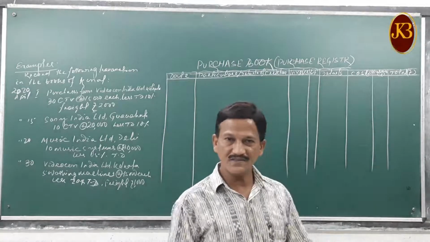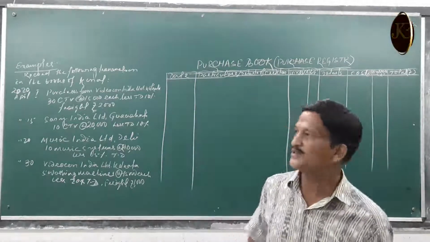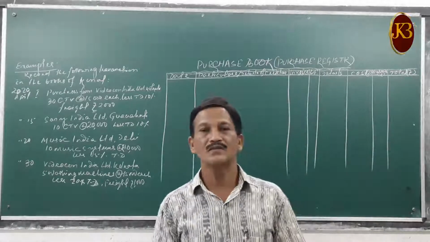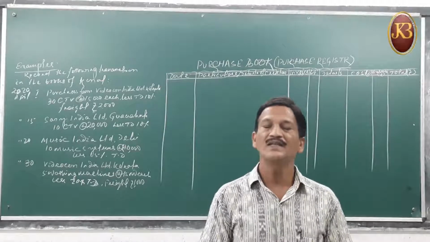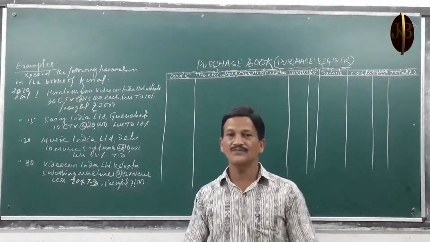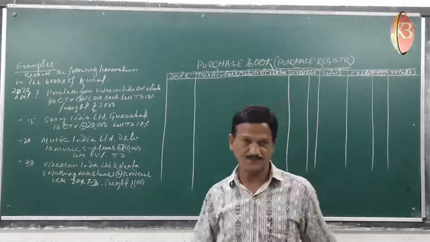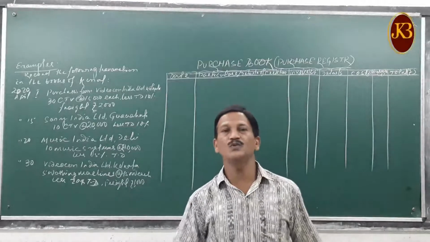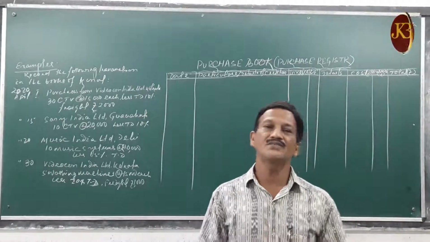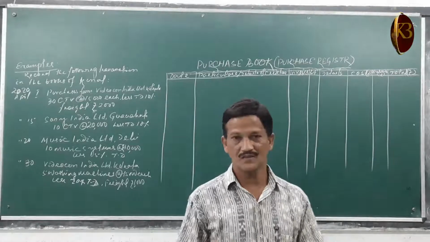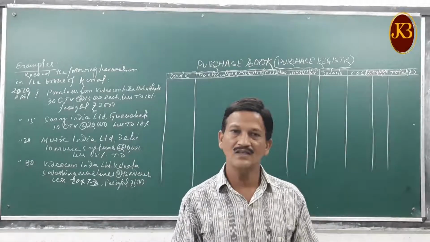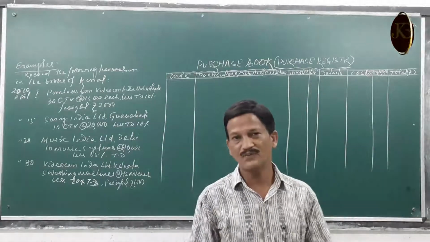Class 11 accountancy class. Today we are going to discuss the subsidiary books, the non-cash subsidiary books. Of these, the first one is the purchase book. The purchase book is the book which records the credit purchase of goods and services transactions. Only the credit purchase of goods and services transactions are recorded in the purchase book.